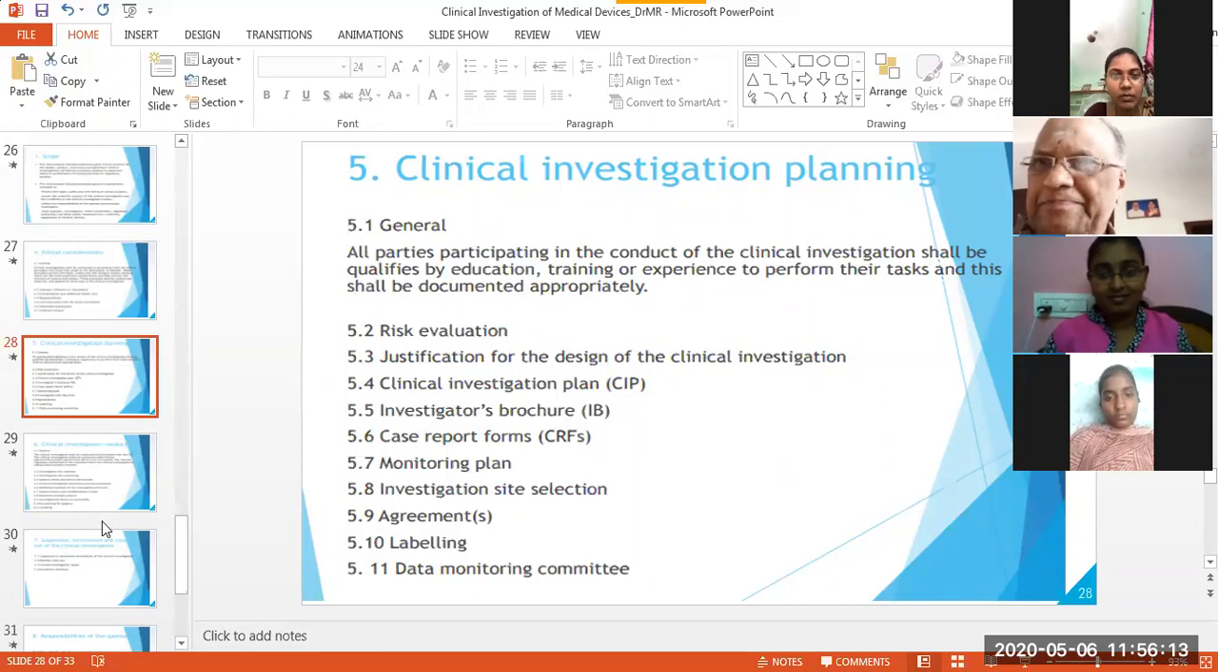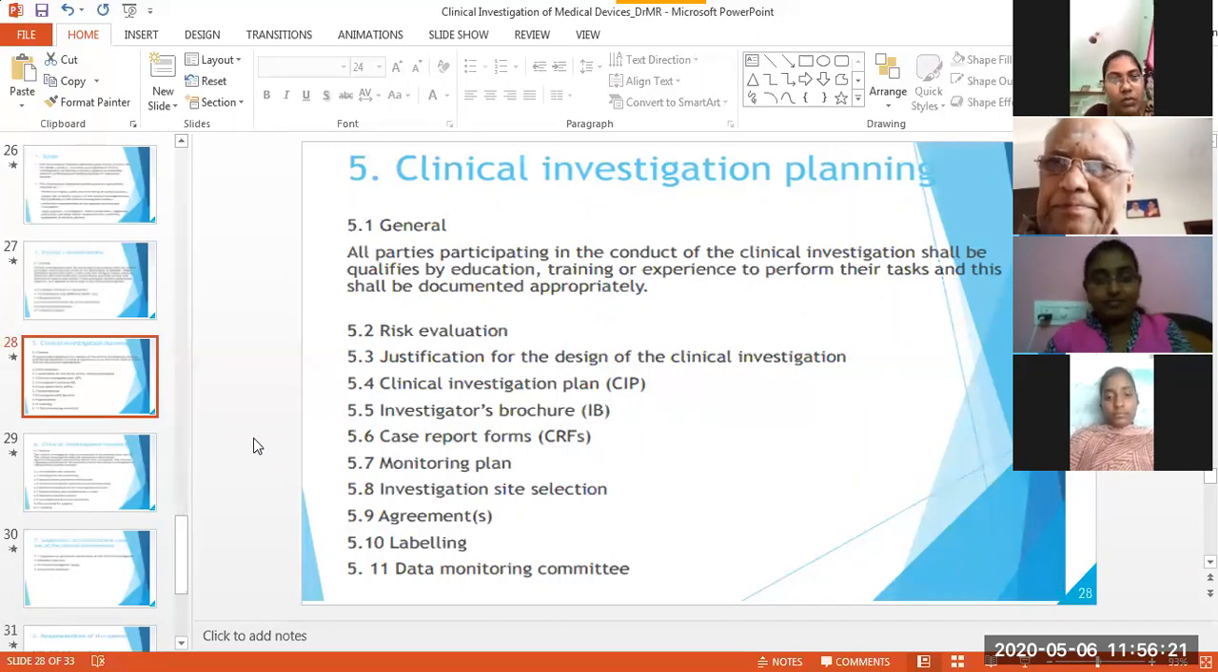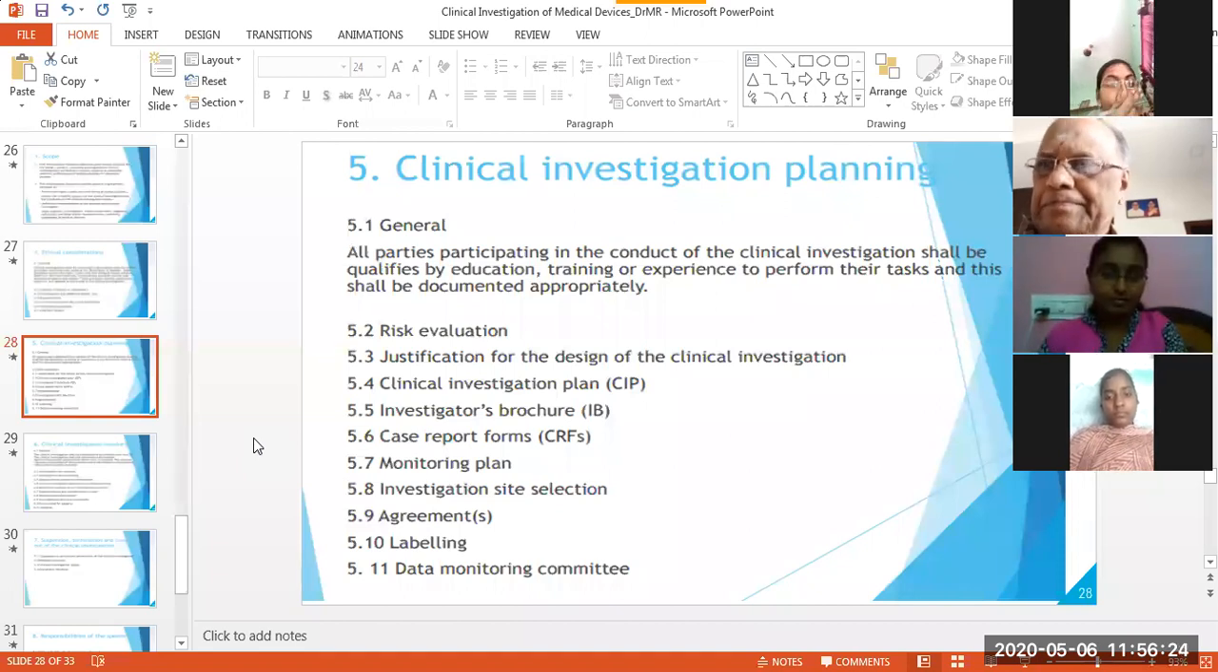Yeah, sure. So this chapter 5, that is the clinical investigation plan. According to this ISO 14155, you have to give all the 11 chapters, starting from general and risk evaluation. That is, what are the possible risks for that clinical investigation, we have to give under chapter 5.2. And 5.3, justification for the design of the clinical investigation. So why do you have to conduct the clinical investigation? You have to give a proper justification.